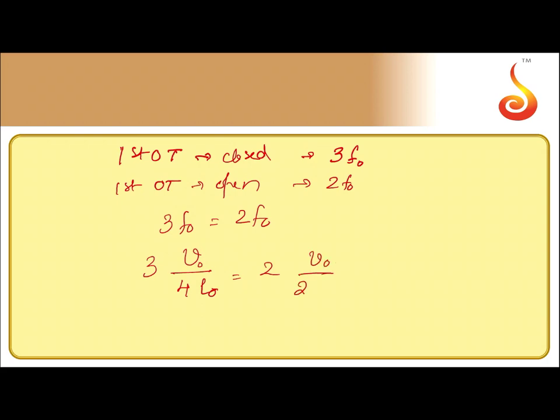This is V0 divided by 2L. We can call this the closed pipe, and this is VO, the open pipe, and this is 3F0. This is the closed pipe, and this is the open pipe. So 3 times VC divided by 4LC is equal to 2 times VO divided by 2LO.